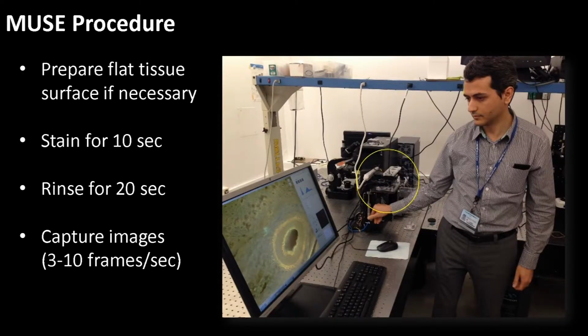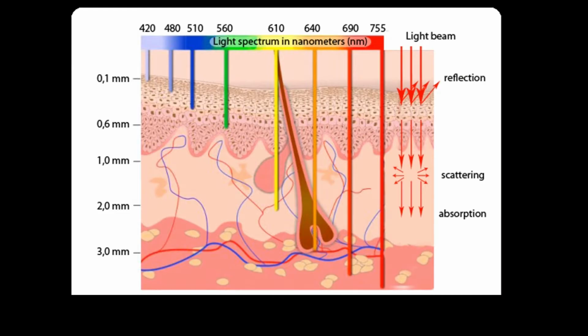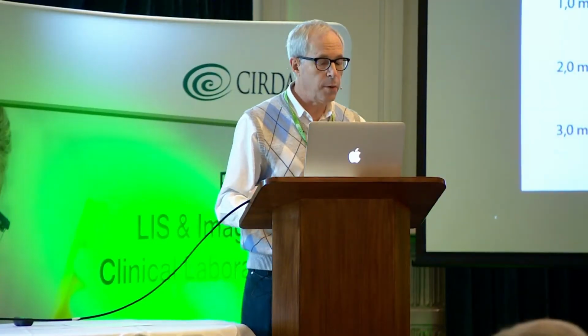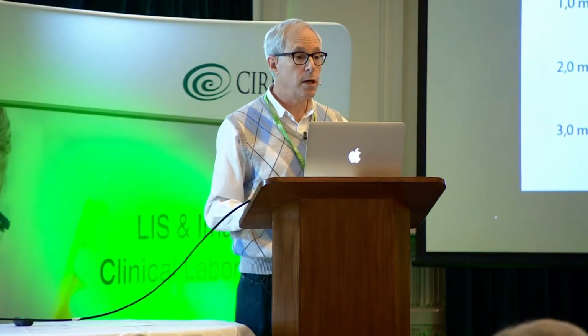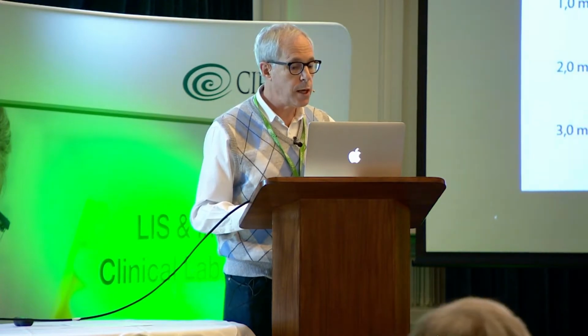So how does it work? As I said, it relies on the principle of not fancy optics, but simple tissue physics, which is that light at different wavelengths goes into tissue to different depths. And this is a model of skin and light from 755, which is far red, all the way down to 420, which is blue. And you can see that the depth of penetration decreases dramatically. But even at blue light, it's 0.1 millimeters, which sounds like not a lot, but that's 100 microns, which is 20 times thicker than a typical slide.